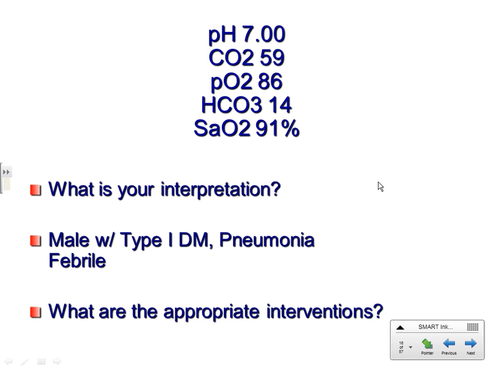Antibiotics, bronchodilators, treat the diabetes, so an insulin drip, all kinds of good stuff. So that's how you can approach these kinds of questions. Know your normals, look at the pH first, then look at your CO2, and that's going to help you answer the majority of your NCLEX questions that are going to have ABG components to them.